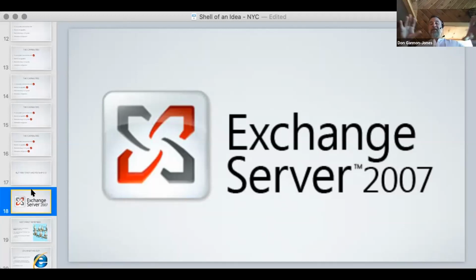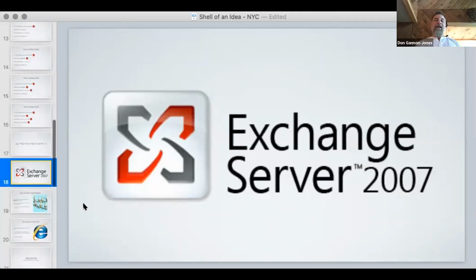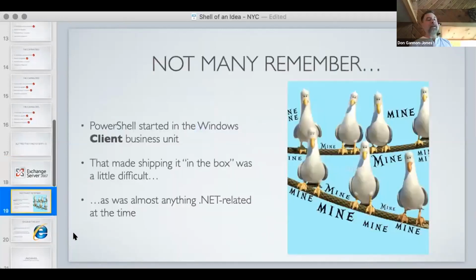So not many folks remember that PowerShell started in the Windows Client business unit. The Windows teams, and when it did make the shift over to the server team, which did happen, the Windows teams, like Windows runs on billions of computers, right? And the one thing everybody yells about is security and stability. Like that's all they want from their operating system really is security and stability.